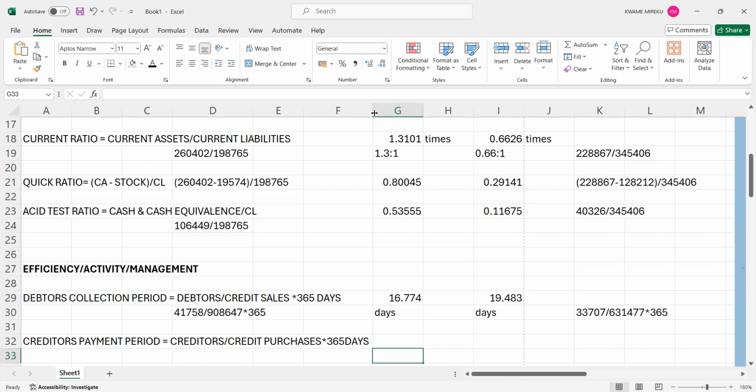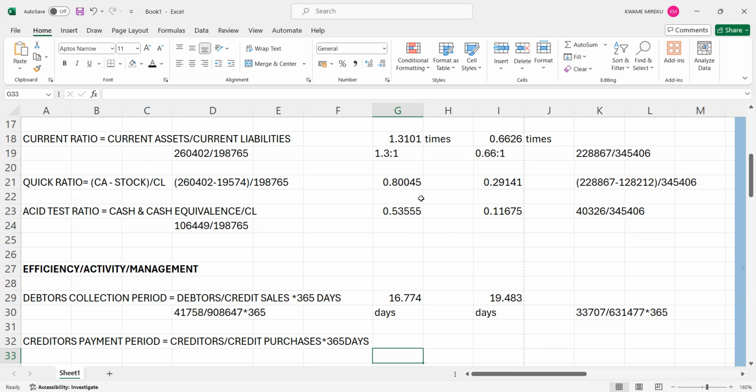They used close to 20 days to collect their debts in 2022, but that has reduced to almost 17 days. That may be good. In fact, it's not too extreme. If it was too extreme, then you may talk about squeezing your debtors. But from 19 to 17 days, I don't think they are squeezing their debtors so much. So they have improved their efficiency in collecting their debts.